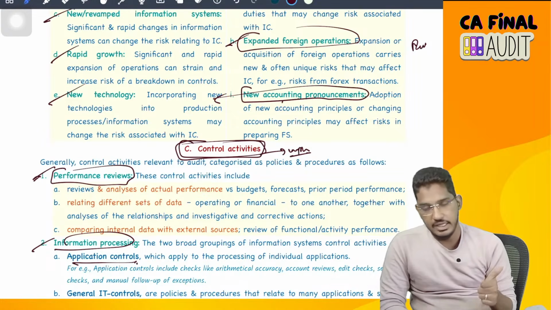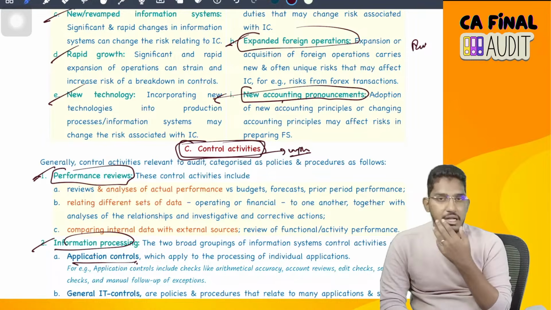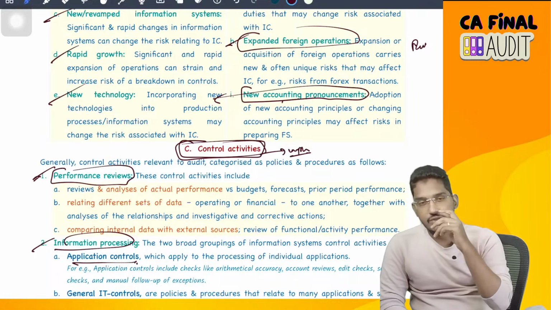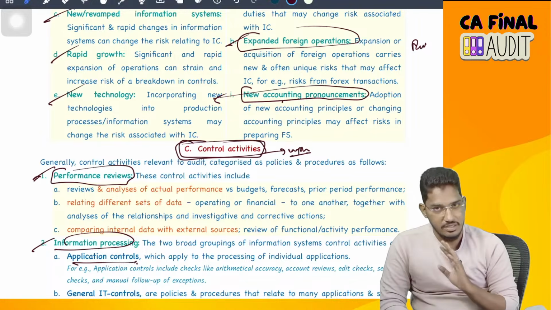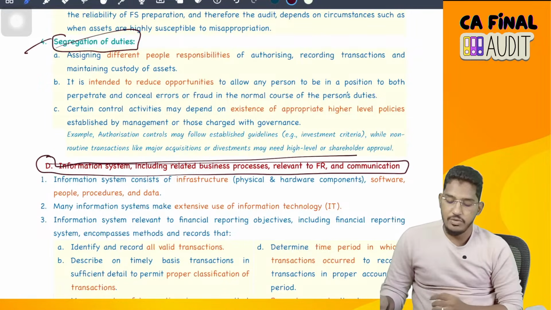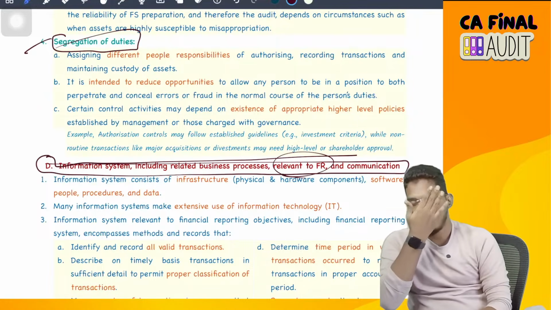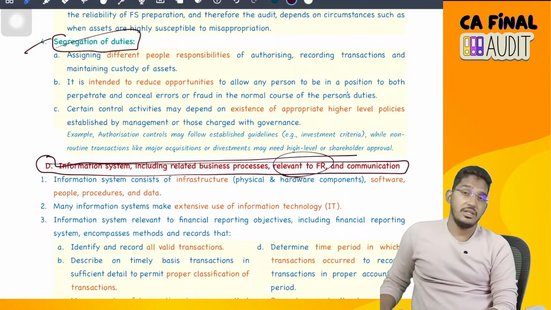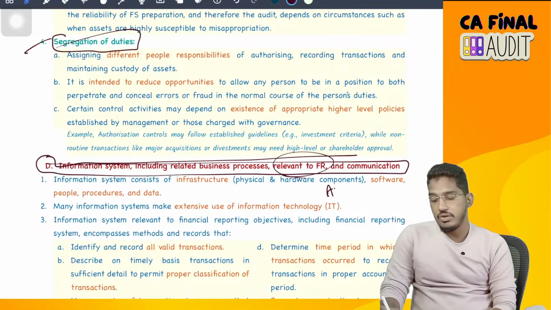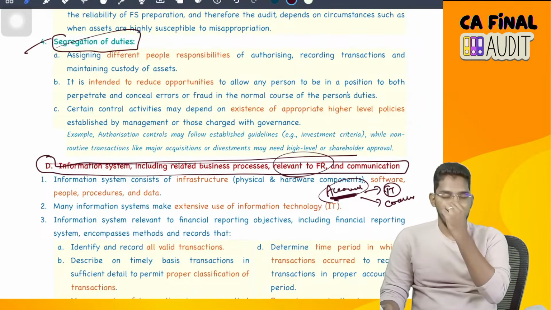So first component, creating a control environment, creating a good culture of honesty and ethical behavior. Number two, studying the organization and finding out where there is a risk of material misstatement. Number three, once you have identified the risk, now you have to start implementing the control activities. And also you need to implement the information system, including related business processes relevant to financial reporting and communication. If you want a strong internal control system, you need a good information system, especially related to financial reporting.